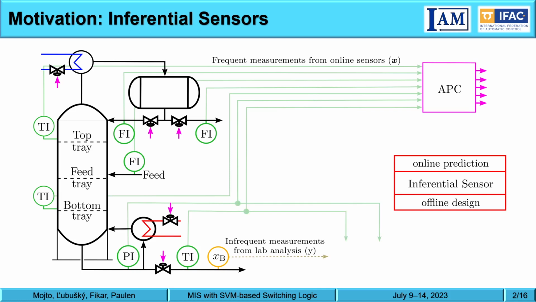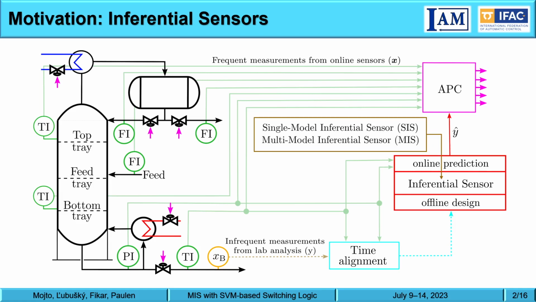Basically, it uses the data from the selected online sensors and from the lab analysis. The data is time aligned and sent to the offline phase of the inferential sensor, where the design is carried out. Subsequently, it's possible to use the measurements from the selected online sensors to generate the prediction of the desired variable in real time. This predicted variable can subsequently be used as an additional input to the advanced process controller.